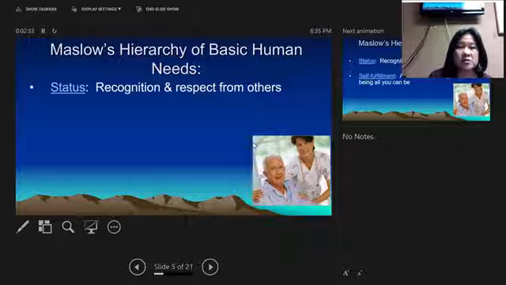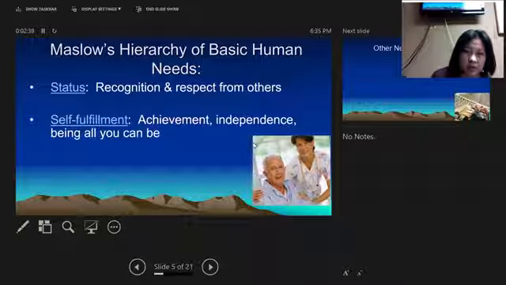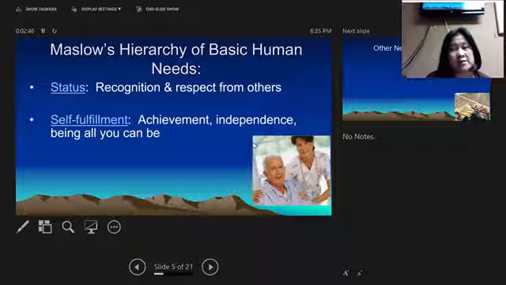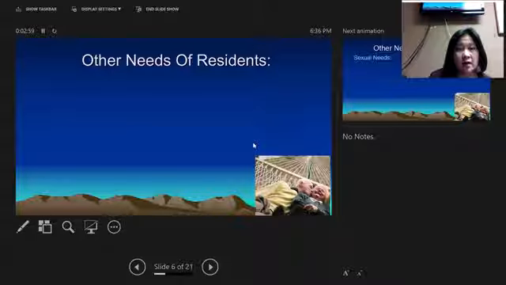Status and recognition has to do with respect from others, dignity, and making sure that others don't look poorly upon you. Self-fulfillment is achieving your independence, being all that you can be, doing things for yourself. Some people are more independent than others. Some people, it really harms their opinion of themselves if they're not able to do for themselves everything they used to be able to do.